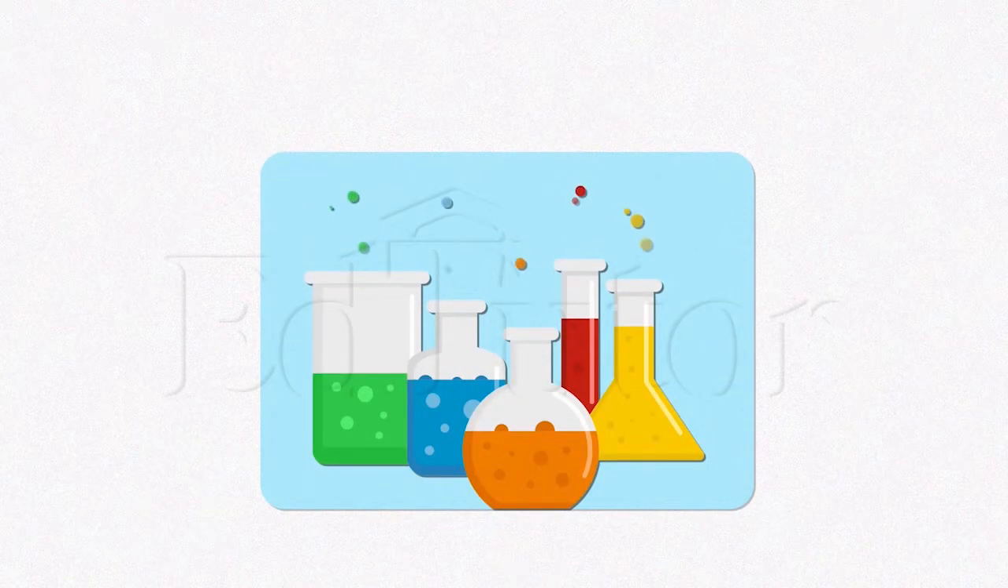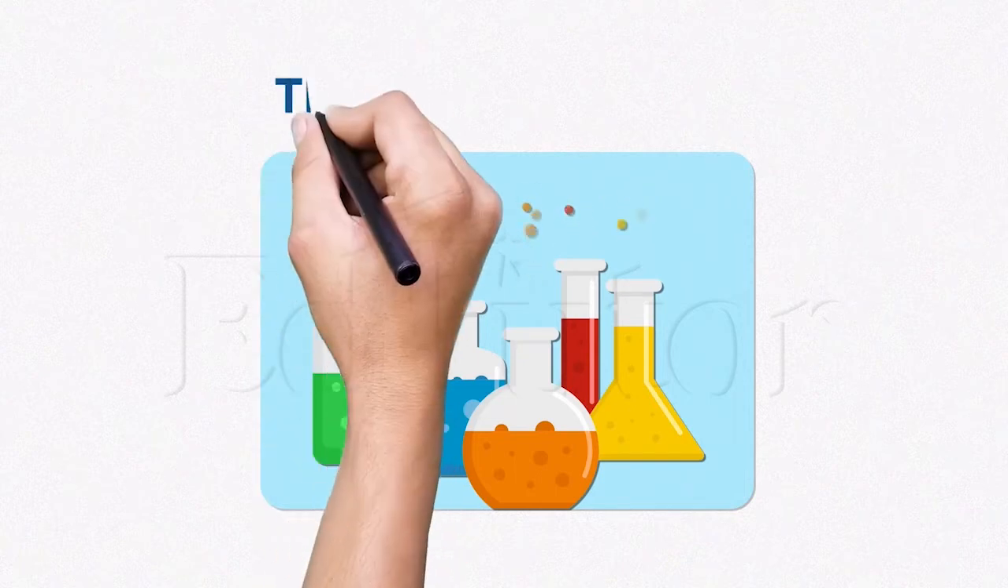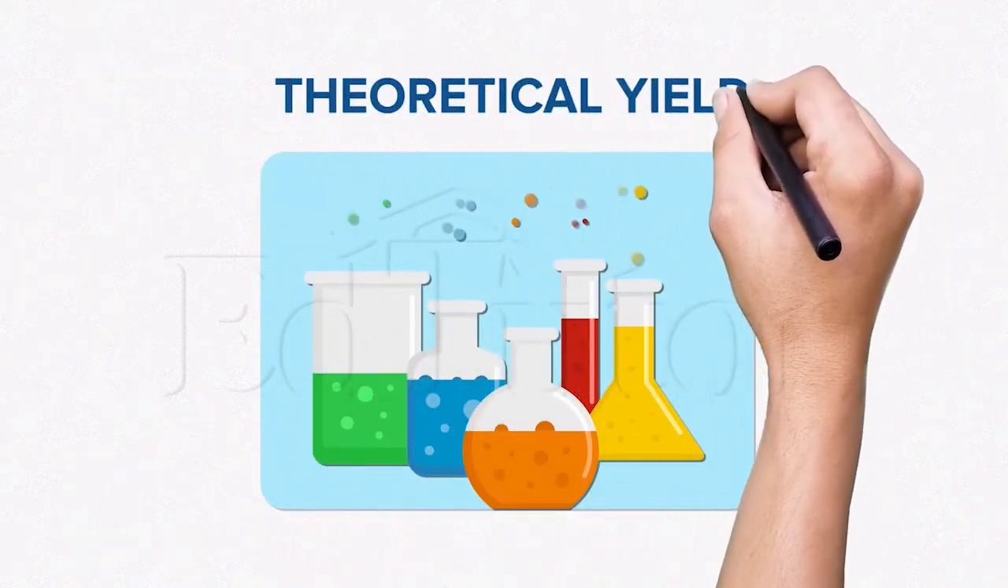Finally, we will be discussing what yield is. Yield is basically a measure of the chemical reaction efficiency. It measures the amount of products formed at the end of a chemical reaction. This is known as the actual yield of that reaction, and the amount of products calculated by using a balanced equation is called the theoretical yield.